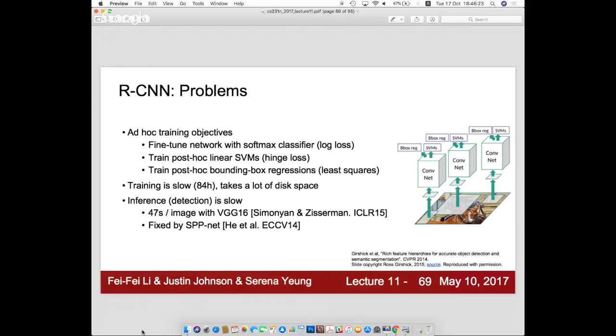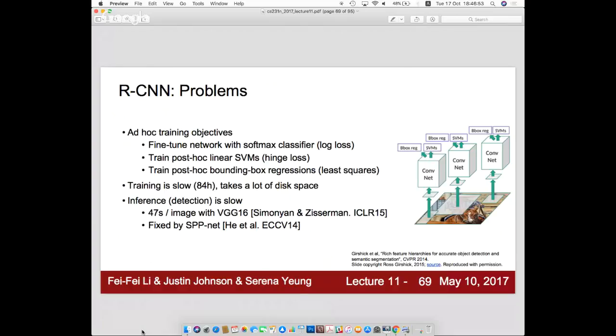So there's a lot of training involved here, and RCNN is quite slow. Training takes about 84 hours. It takes a lot of disk space. I read somewhere it took about 200 gigabytes of disk space. Inference is slow. It takes 47 seconds to infer. And then we have an interlude here.